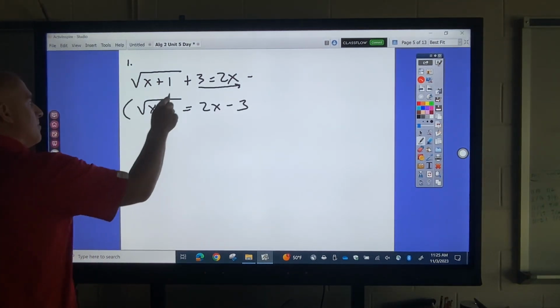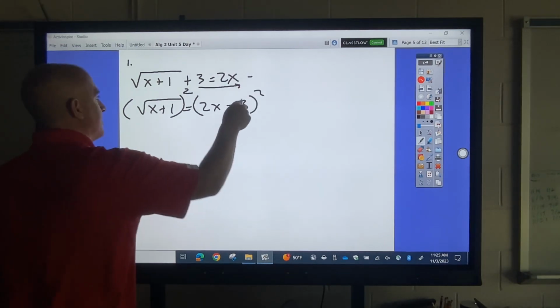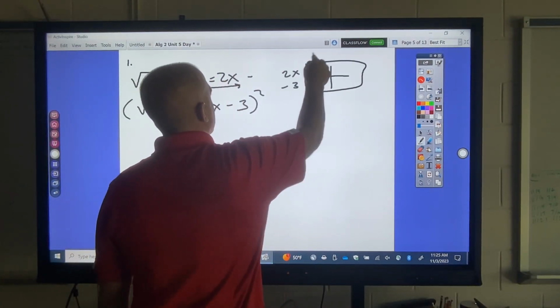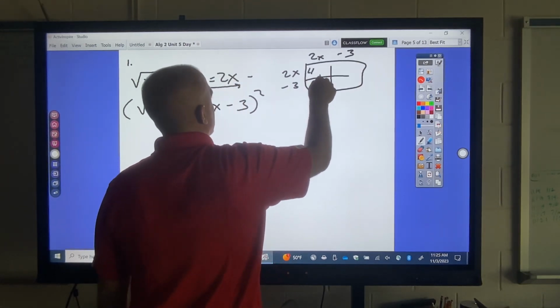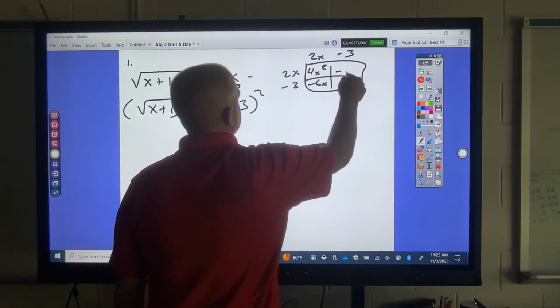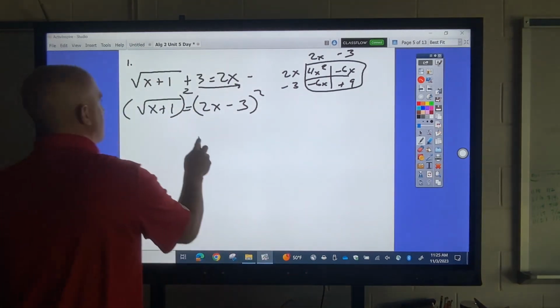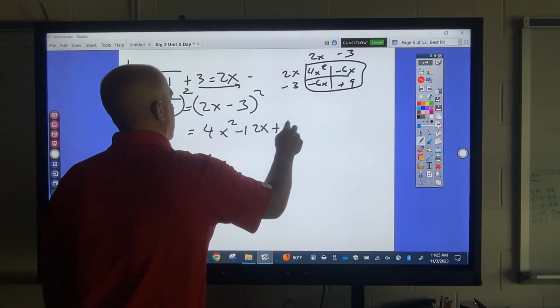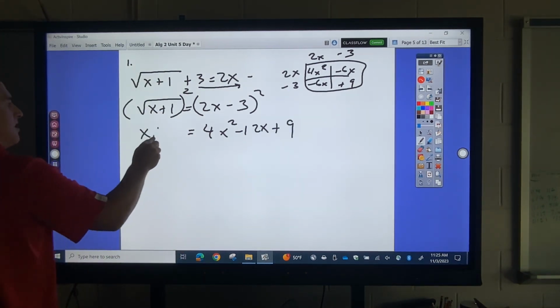Now, when I square both sides here, what does this mean? This means I have to do this: 2x minus 3 times 2x minus 3. That's going to be 4x squared minus 6x plus 9. So what that's going to be on this side is 4x squared minus 12x plus 9. This is going to go away and be x plus 1.